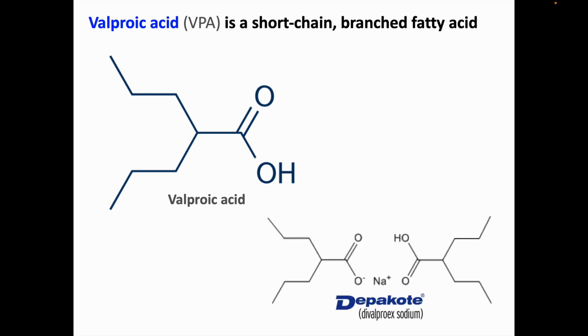In the lower right, we see the structure of divalproex, which is the formulation of valproic acid most commonly used, because it has favorable physical and pharmacokinetic properties. The di in divalproex means that there are two valproate molecules that are kind of sharing a single sodium ion.